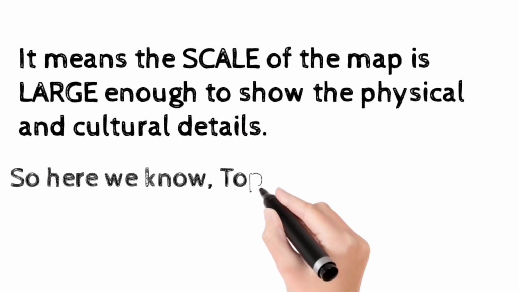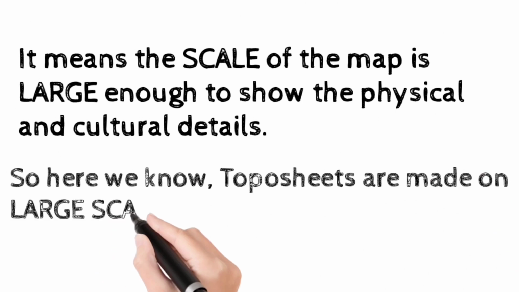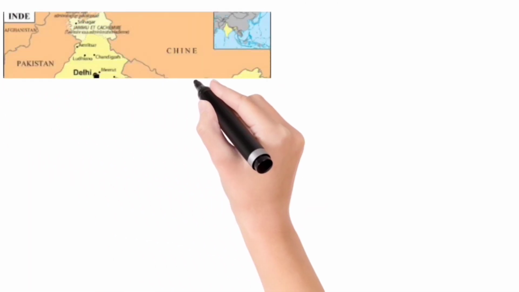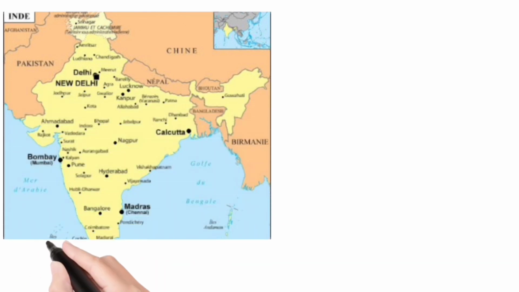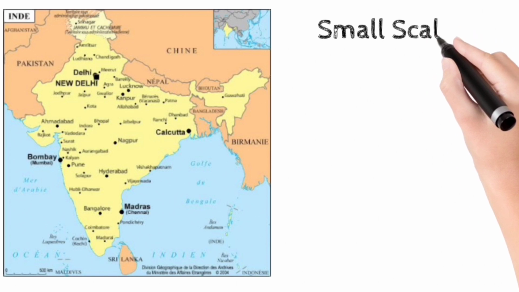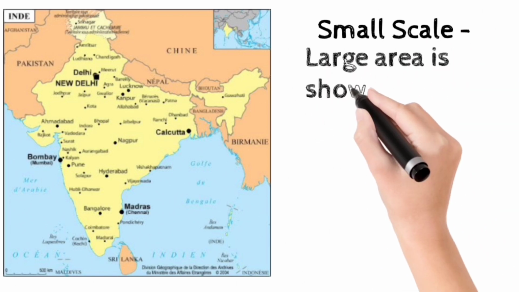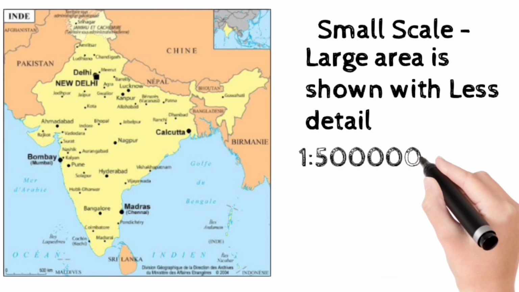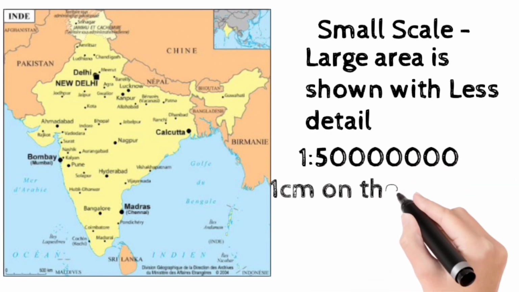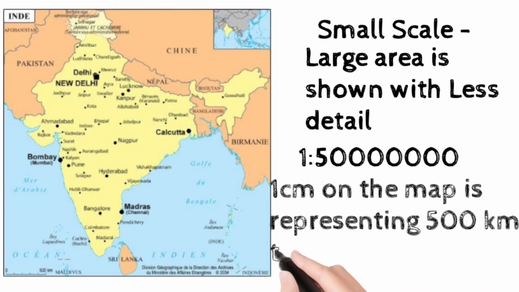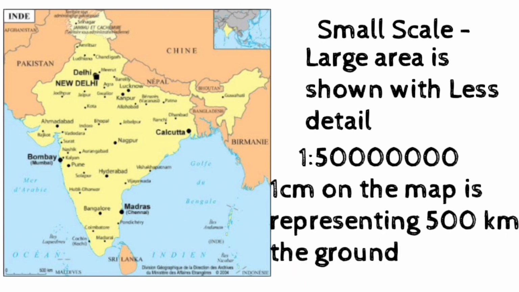Since the purpose of toposheet is to give a detailed information of an area, they are made on large scale. Scale is the ratio between a distance measured on the map and the corresponding distance on the earth. It helps to measure distance and calculate areas. Here is an example of a small scale map which shows a large area with less detail, like wall map and atlas map. Here map area increases as scale decreases.